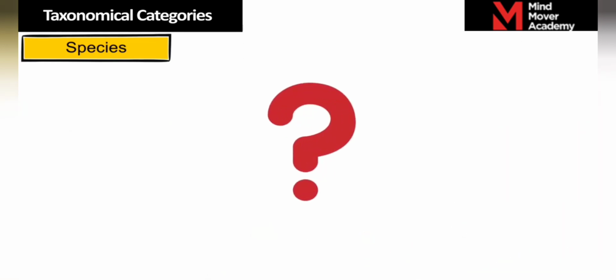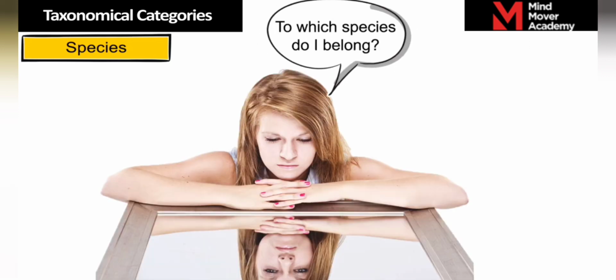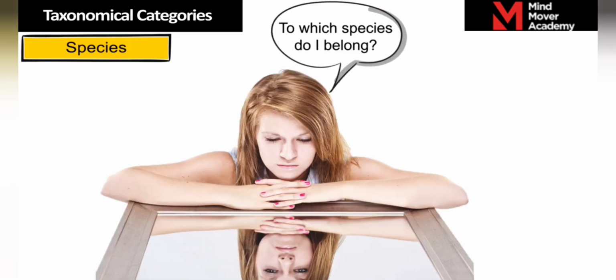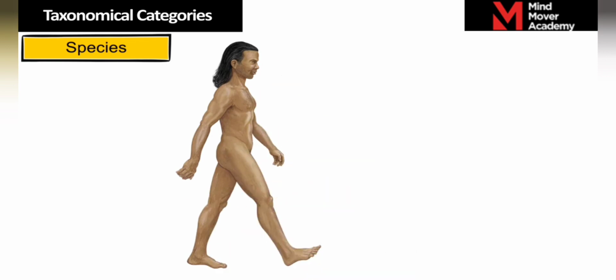Now here is another question for you. Can you identify the species to which we human beings belong? So the scientific name of human beings is Homo sapiens, and thus the species we all belong to is sapiens.